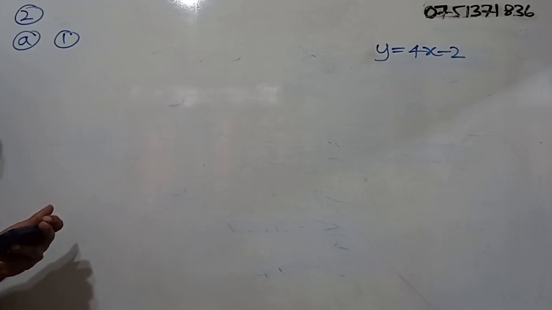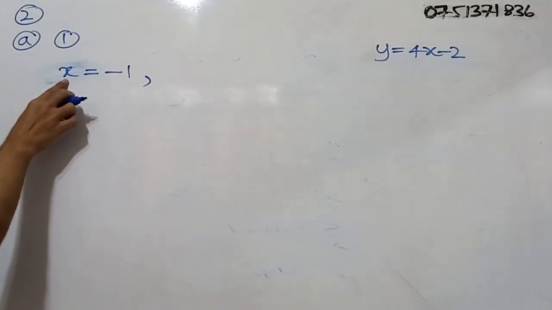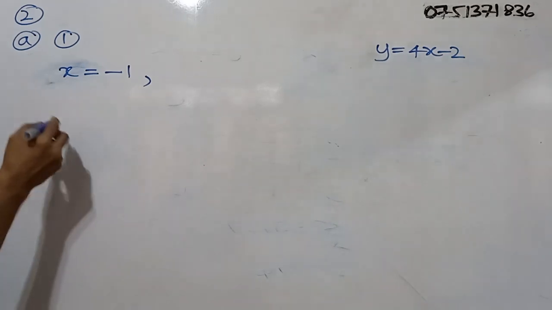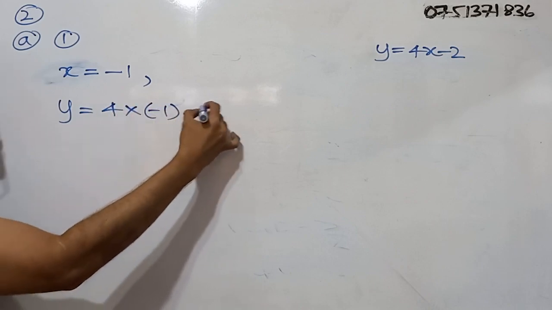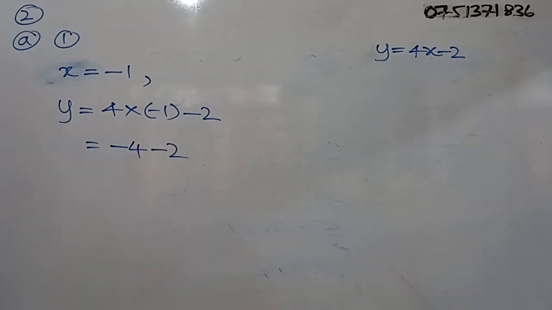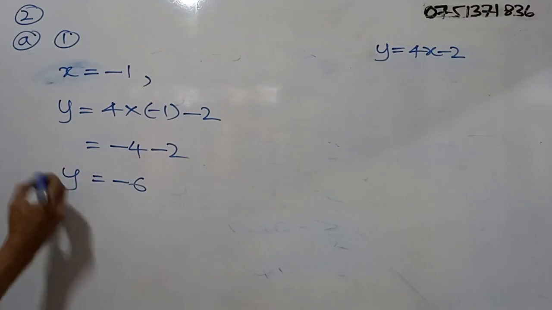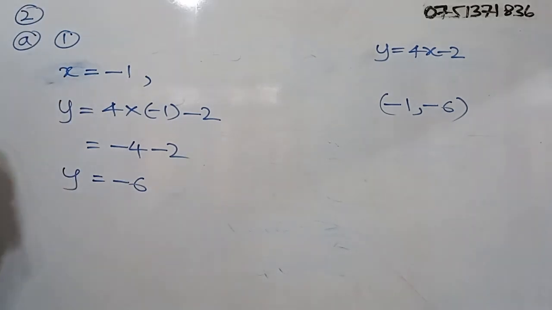Question number 2. Part A. A table of values prepared to draw the graph of the function y equals 4x minus 2 is shown below. Under that, part 1, fill in the blanks of the table. Okay, so first of all we will find the value of y when x is equal to negative 1. So y will be equal to what? 4 into negative 1 minus 2. 4 into negative 1, that is negative 4. Negative 4 minus 2. So here the outcome will be what? Negative 6. That means when x is negative 1, y will be negative 6.